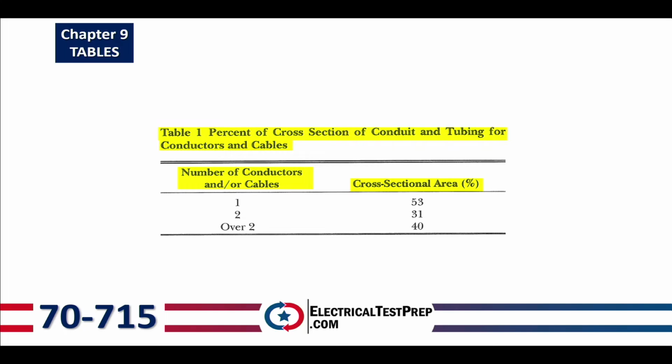So this is just the general percentage that we build other tables with. So for a single conductor, we're going to have a 53% fill. For two conductors, a 31% fill. And if I get over two conductors, that's going to be a 40% fill. And so that's the general fill area that we're going to need to have on any of these conduit or tubes. And so for a single conductor, 53%. Two conductors is 31%, and then over two is 40%.